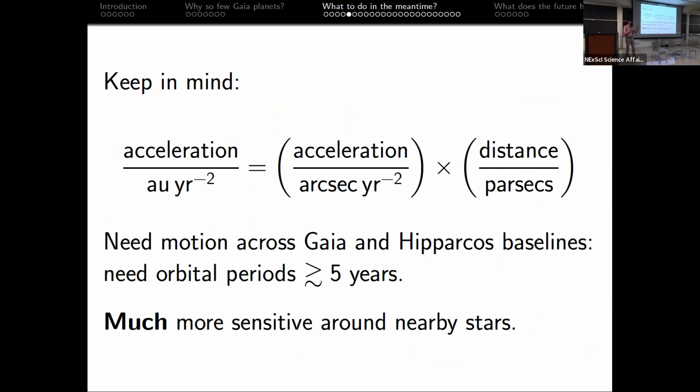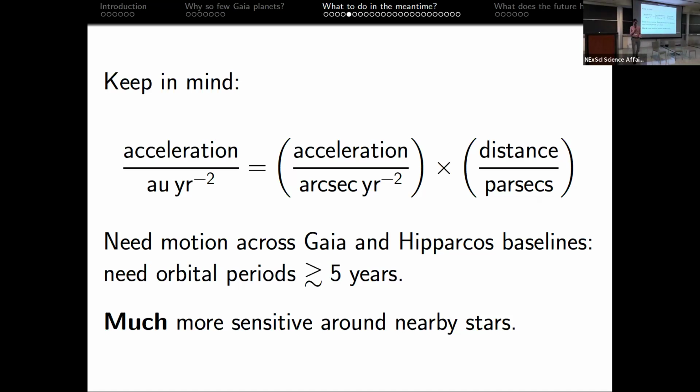Okay, one other thing I really want you to keep in mind here is that all of these surveys, all these methods, have selection effects and sensitivity biases. Transits are much more sensitive to close-in objects because the probability is higher. Radial velocities are much more sensitive to massive companions because they give a larger tug. This method is also more sensitive to massive companions. It's also much more sensitive to things close to Earth in a way that other surveys are not.